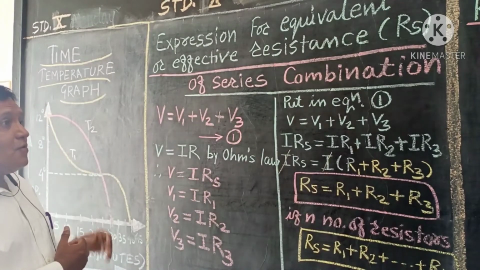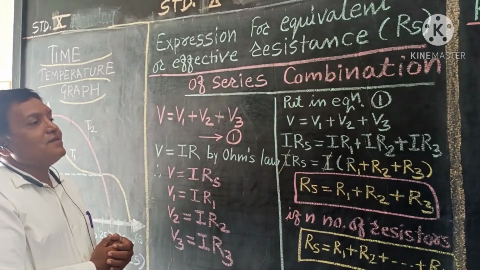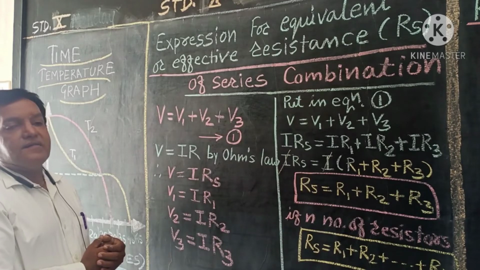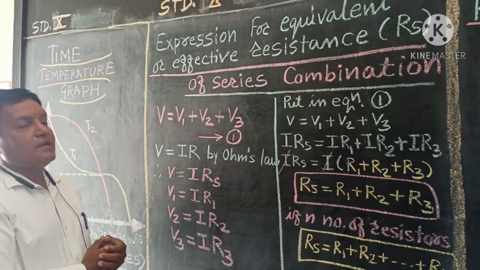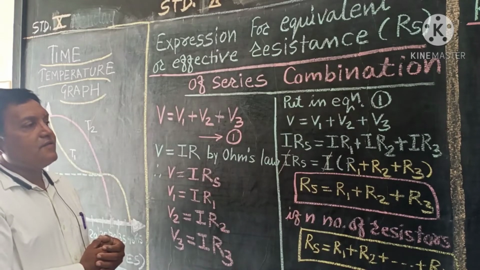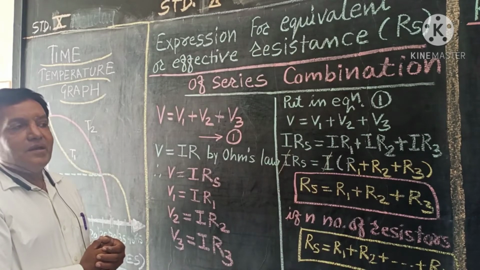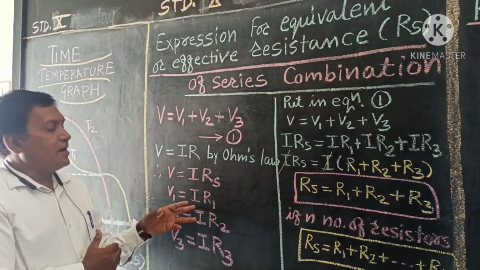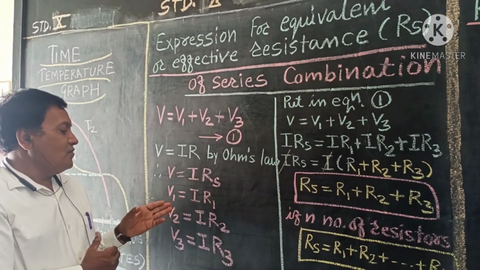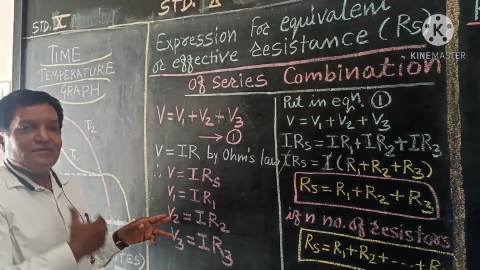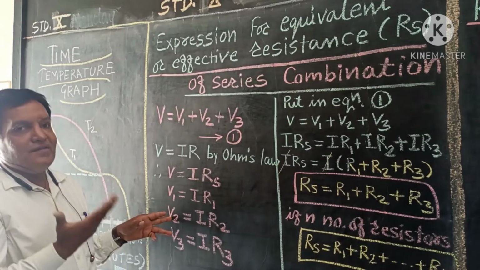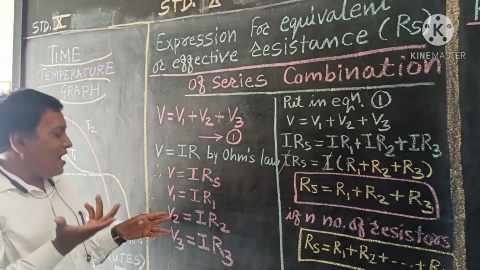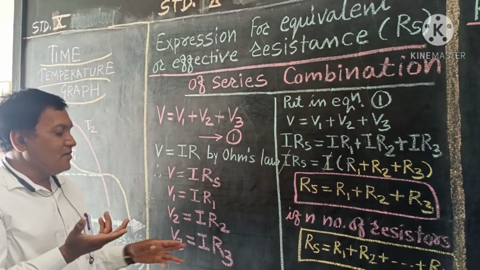In a similar manner, if we want to find V1, the potential difference or voltage taken by resistor R1, the resistance is R1, the current flowing is I, and the potential difference is V1. So V1 will be equal to the product of current and resistance, so V1 is equal to IR1. V2 in the same manner is the potential difference taken by resistor R2, and the current flowing is I, so V2 equals IR2, and V3 is equal to IR3.